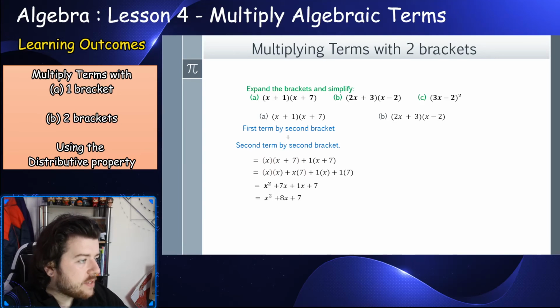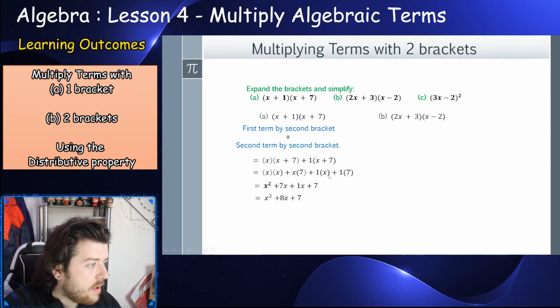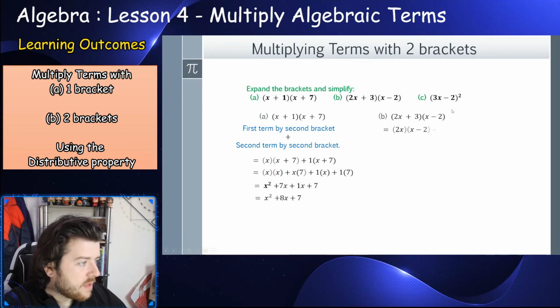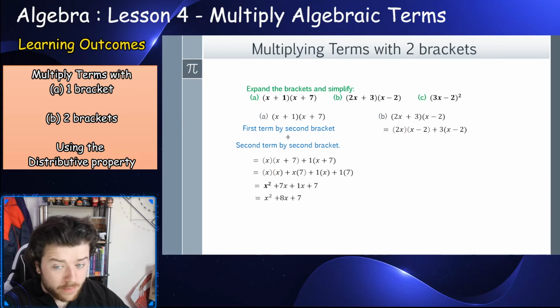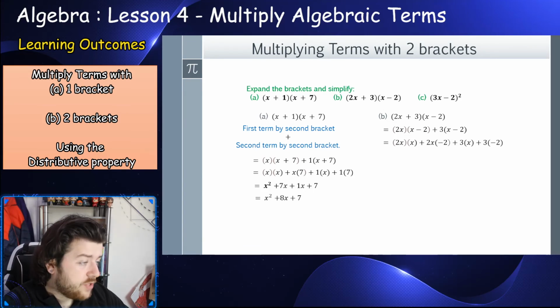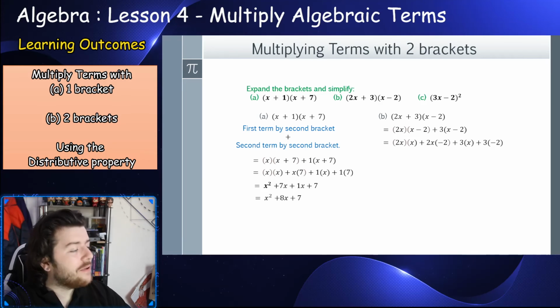So 2x plus 3 times x minus 2. It's the exact same process as the last time. I get my first term in my first bracket, multiply it by the second bracket. And I get my second term in the first bracket and multiply it by the second bracket here. So I get the 2x multiplied by x minus 2, and the 3 multiplied by x minus 2. So I have 2x times x plus 2x times minus 2 plus 3x times minus 2.